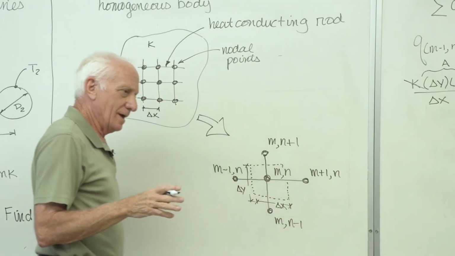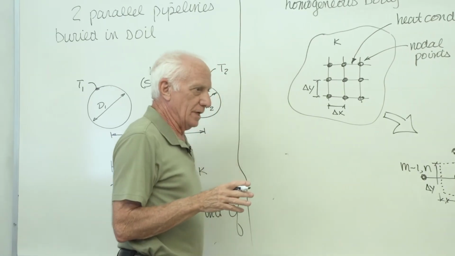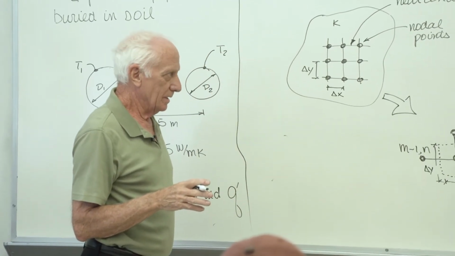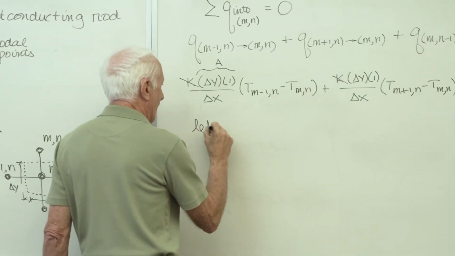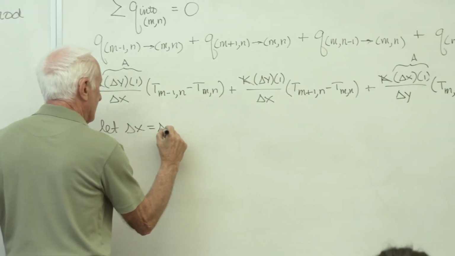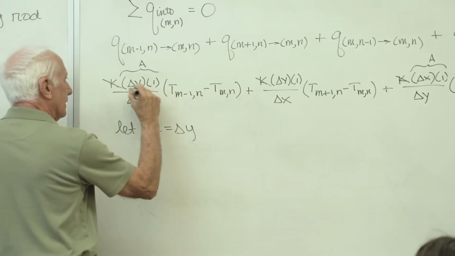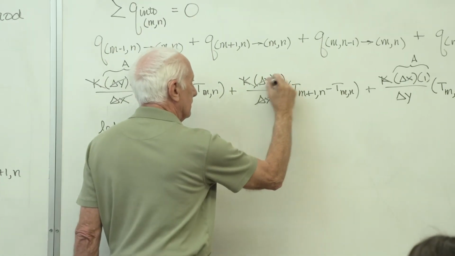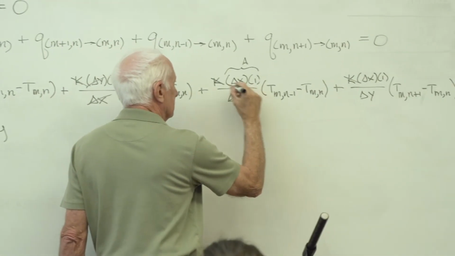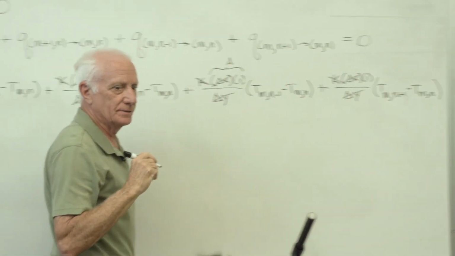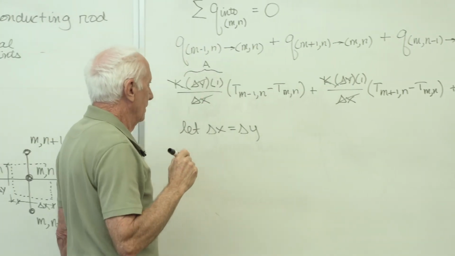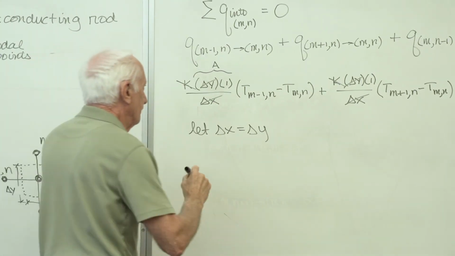I say, you know what? If I make the grid a square grid, delta X equals delta Y, they cancel, cancel, cancel, cancel, makes life a lot easier. Conclusion, here's my equation.